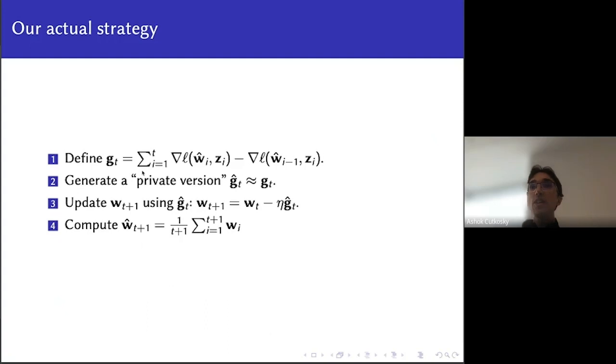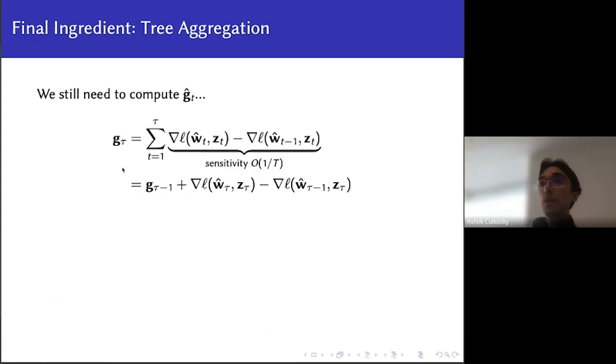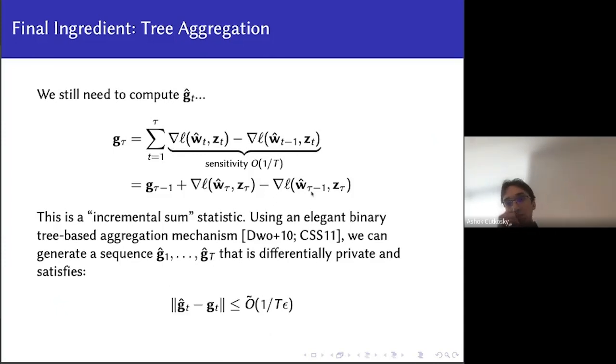So there's still a weasel part here. How do we generate this private version of GT? And this is where we're going to use tree aggregation. If you look at the expression for GT, it's a sum of a bunch of terms that all have low sensitivity. In fact, you can write GT as the previous GT, GT minus 1, plus one incremental update. So this is what I'd call an incremental sum statistic. It's a running sum that you need to output.